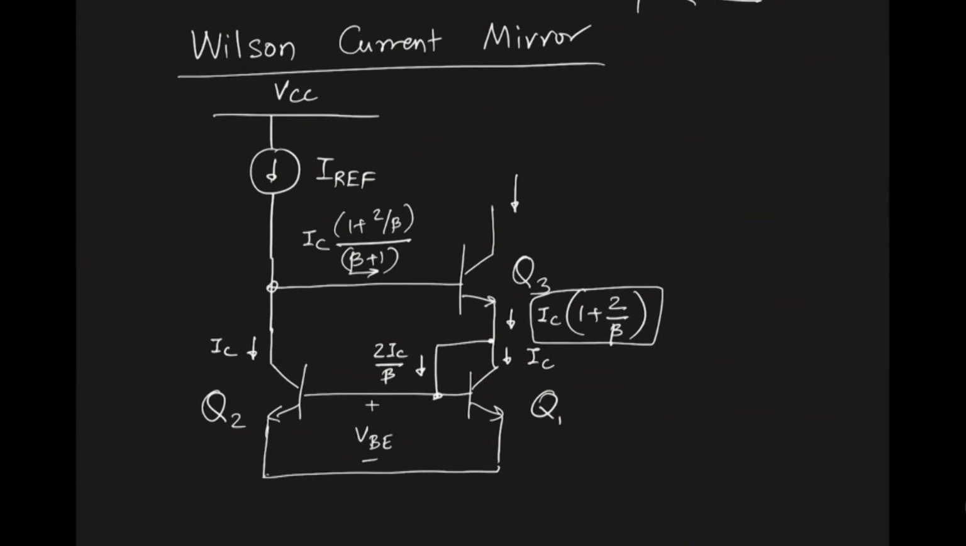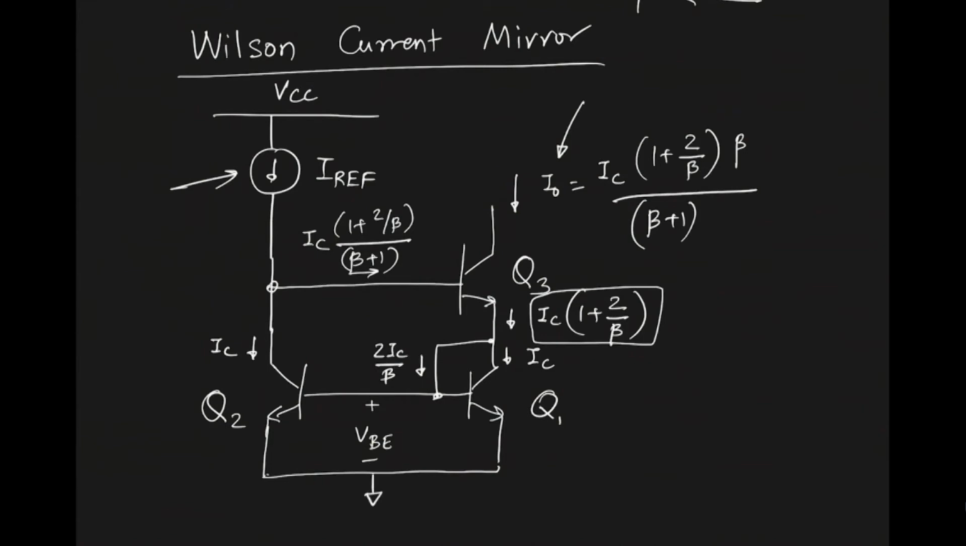Now we have the emitter current here. The collector current will be I0, which will be equal to IC, okay, and it will be 1 plus 2 divided by beta, and then you multiply that by beta divided by beta plus 1. Okay, that's the relationship between collector current and emitter current. Now let's figure out what's the relationship between this IREF and this I0, because that's the level of error that you're going to have due to the base current. And you will see certainly that the Wilson current mirror offers some advantage here. So let's go through that.